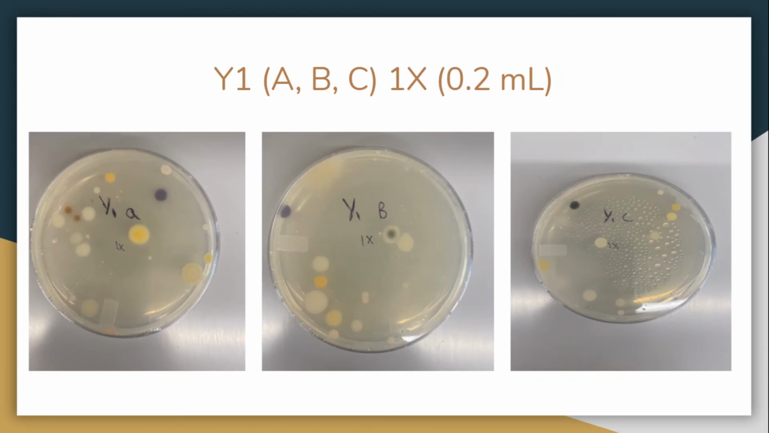For sample Y1, I chose plates A, B, and C for 1x dilution because they showed the closest values to the desired number of colonies. On plate A, I had 26 colonies, for plate B, I had 22 colonies, and for plate C, I had 19 colonies. In order to correctly represent these counts according to the dilution factor 1x and pipette amount of 0.2 milliliters, I calculated the final numbers to be 130 for A, 110 for B, and 95 for C.